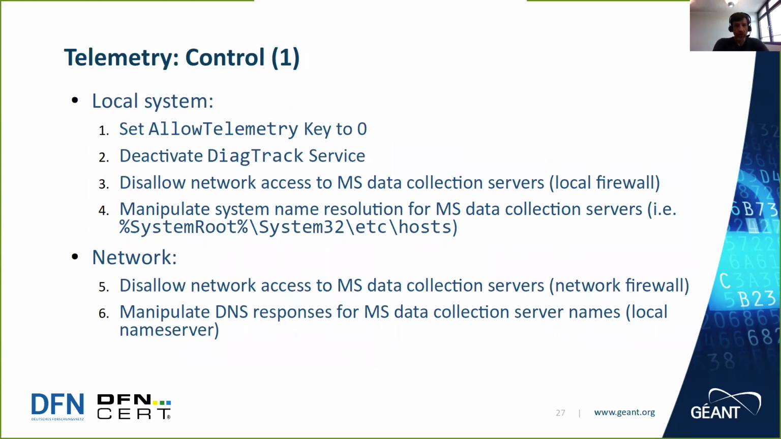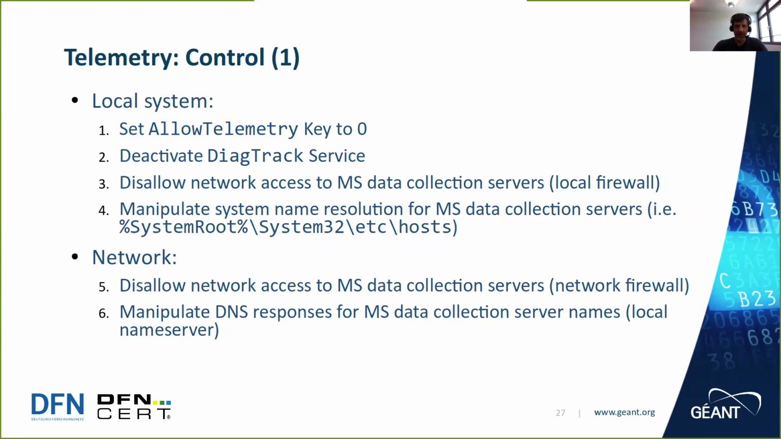So what can we do about telemetry? We can set the telemetry level to 0. We could also deactivate the DiagTrack service completely, or we can disallow network access to the Microsoft data collection services through the local firewall, or we can manipulate the system name resolution for the Microsoft collection servers, which means we go into the etc hosts and add some bogus entries here. We could also do the last two steps on our network firewalls or DNS servers.